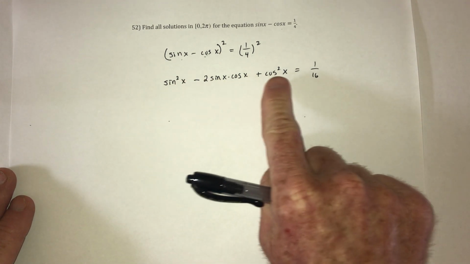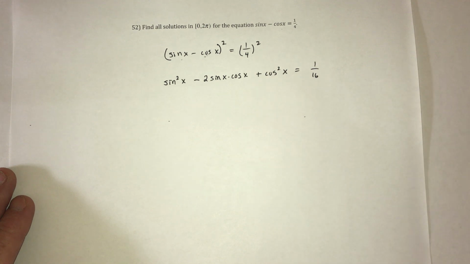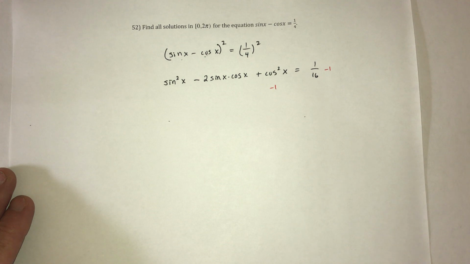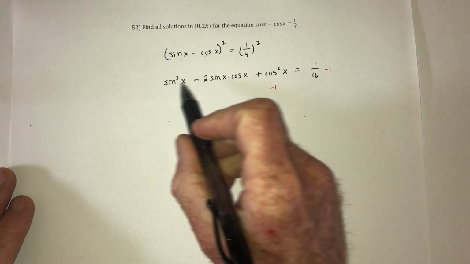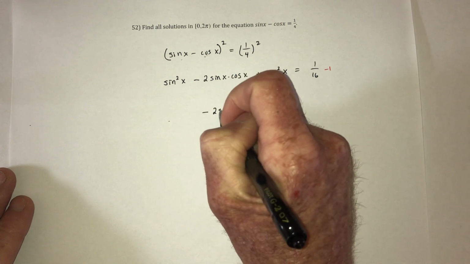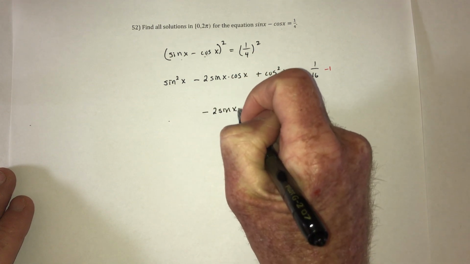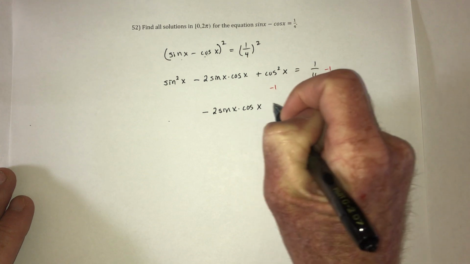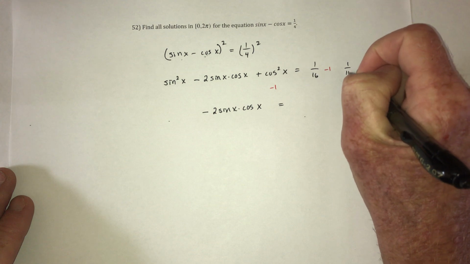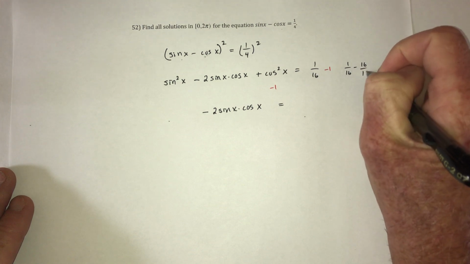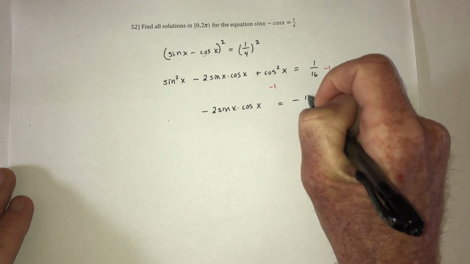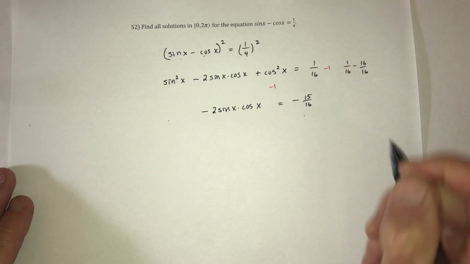Now this sine squared plus cosine squared equals 1. So then you could subtract 1 from both sides. That will get rid of the sine squared and cosine squared. So there's just negative 2 sine of x times cosine of x. And then this would be 1/16 minus 16/16, getting a common denominator. So that's negative 15/16.